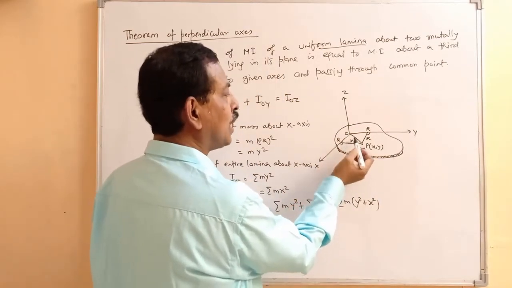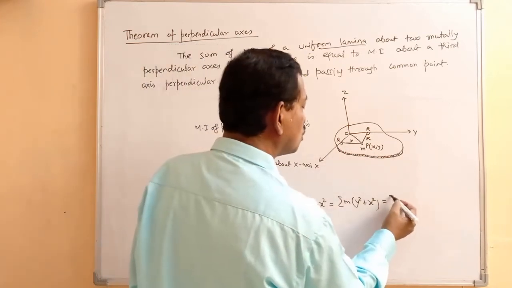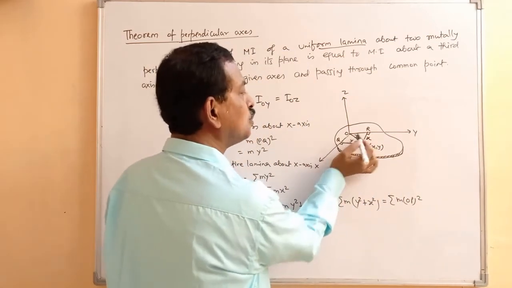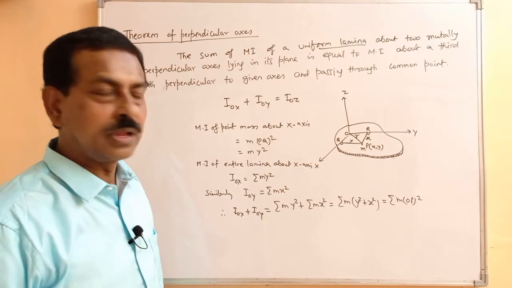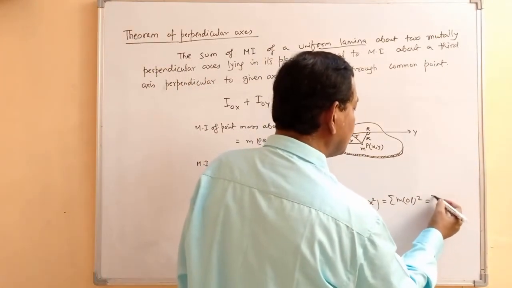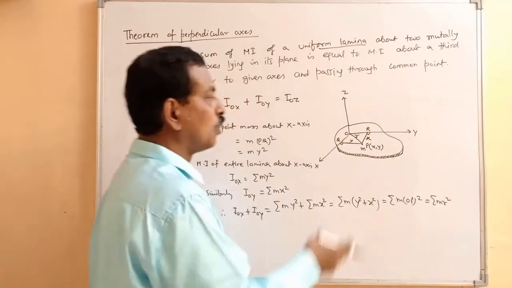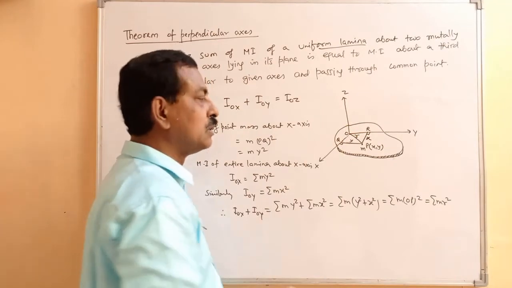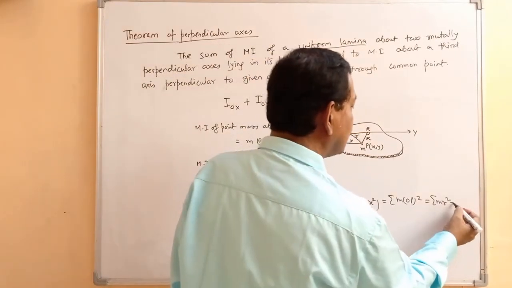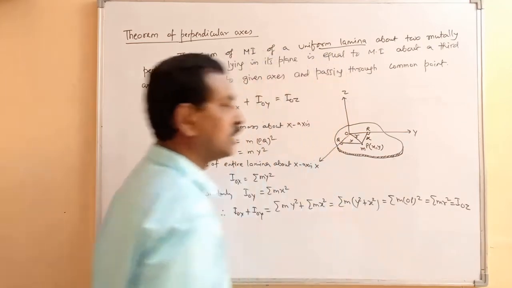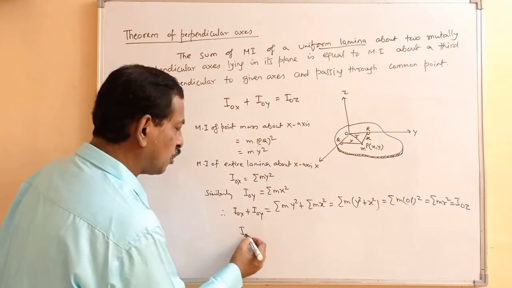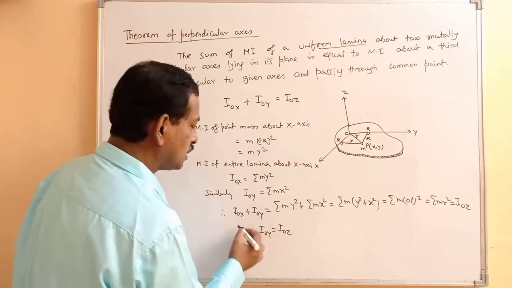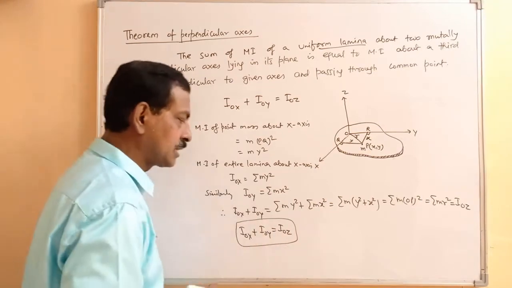This is your x, this is your y. So how much will it be? This will be equal to summation m OP square, this distance. And if I assume that this is at a distance r, in that case this will be your summation m r square. OP is the distance of the point mass from the z-axis. So it is your summation m r square, and this is nothing but your moment of inertia about the z-axis. So we have got that moment of inertia about the x-axis plus moment of inertia about the y-axis is equal to moment of inertia about the z-axis.